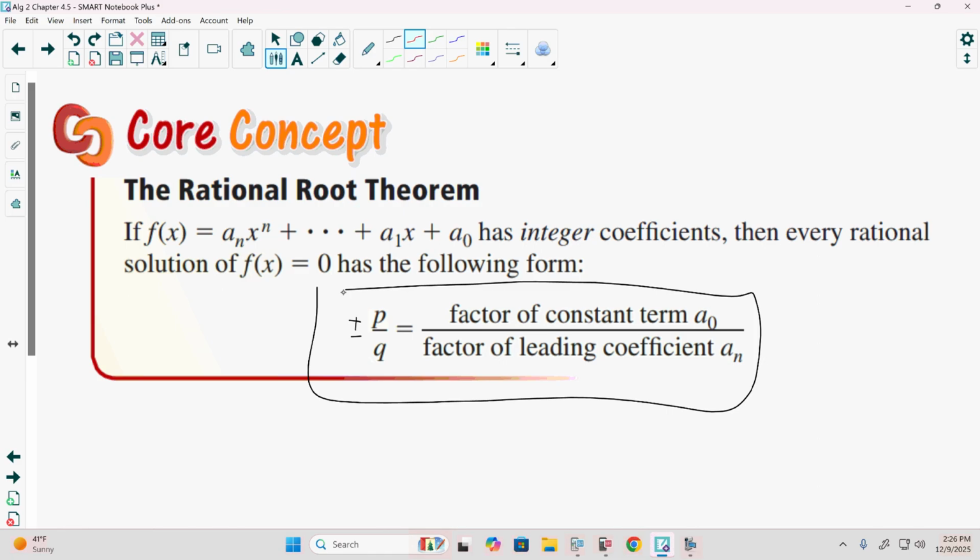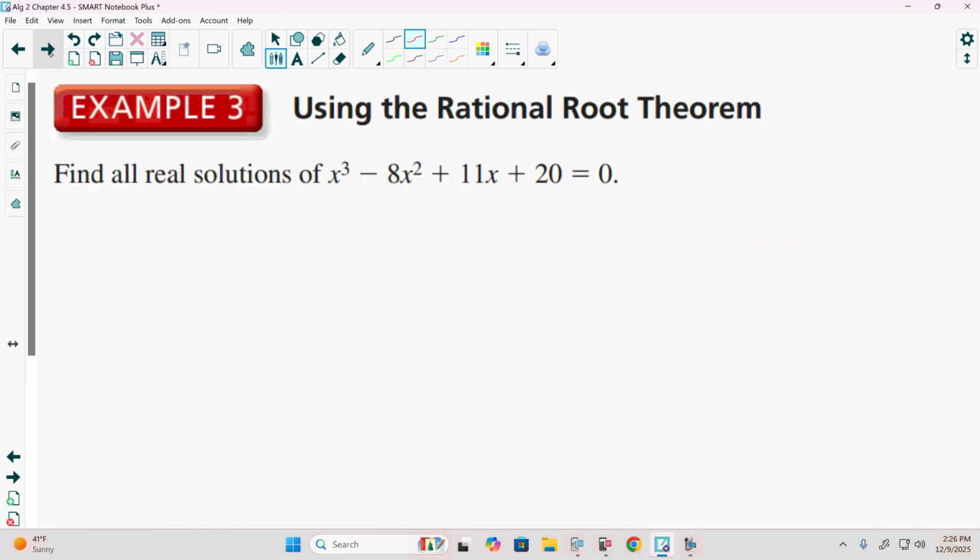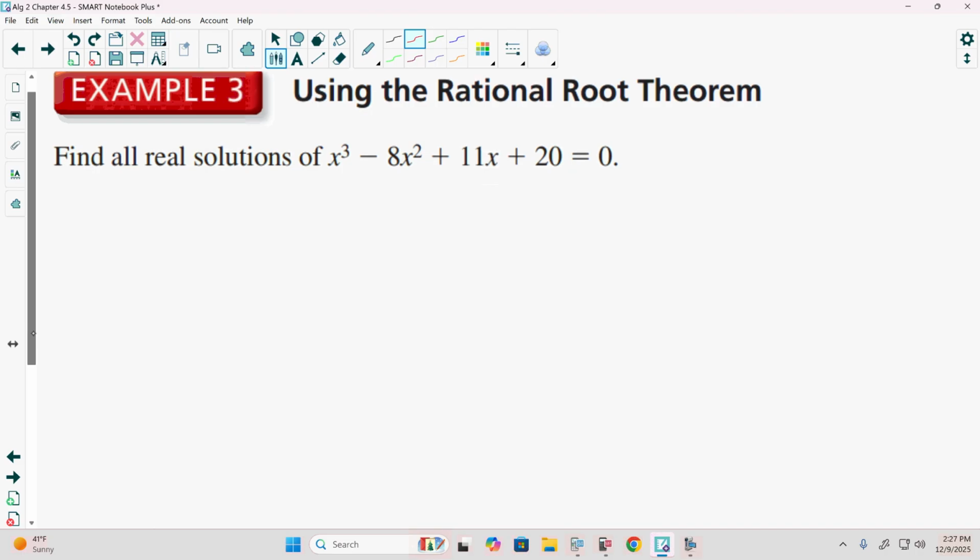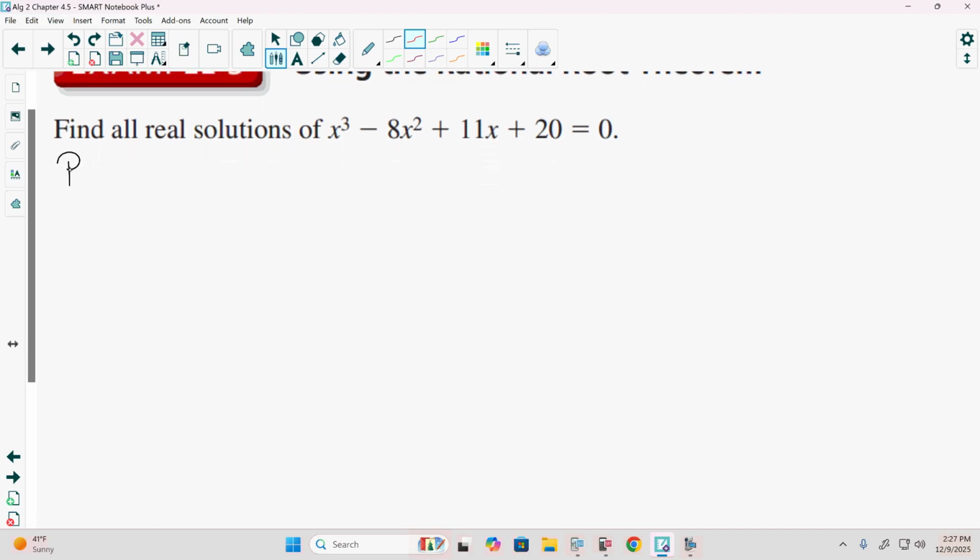So, if we use that for this problem here, plus or minus p over q. First, we need to find the factors of p, the constant term, and then we need to find the factors of q, the leading coefficient. So, what would our p value be here? Our constant term would be 20. So, we're wanting to find the factors of 20.